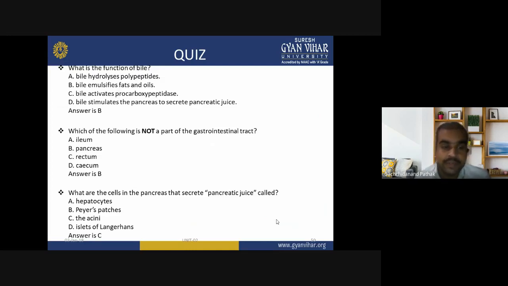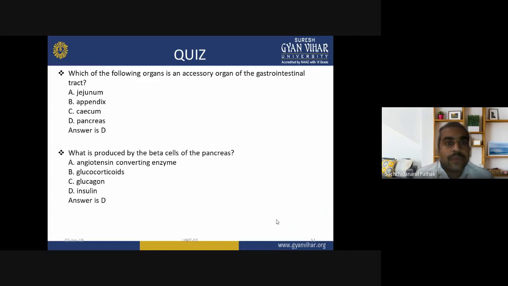Acini cell will be here. Hepatocyte is the liver cells. Peyer's patches is different. Islets of Langerhans is the pancreatic cells. So yes, Acini will be there. Which of the following organ is an accessory organ of the GIT? Jejunum, appendix, cecum, pancreas. We know the pancreas is an accessory organ which produces the pancreatic juice at the duodenum which helps in the digestion.